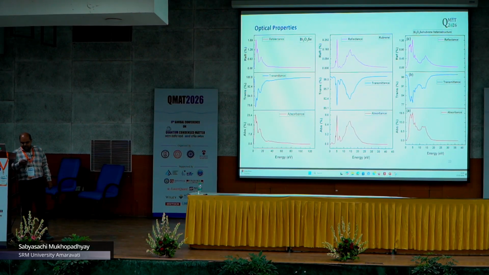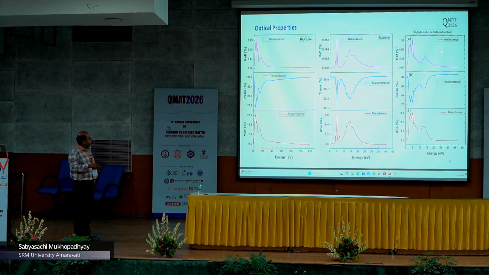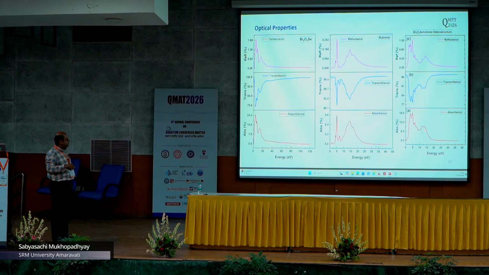So here I summarize our optical property. This is for the bulk one, this is also for the bulk ruby one, and then this is for the heterostructure. So it's not exactly the straightforward addition, but what we find out at those interfaces is that we have seen some kind of extra absorption coming up in the picture, which could be because of the ruby structure.